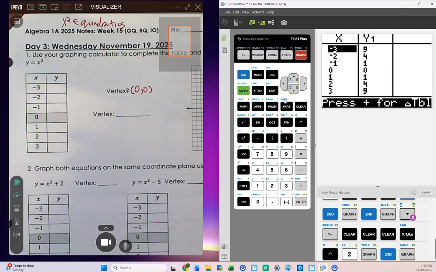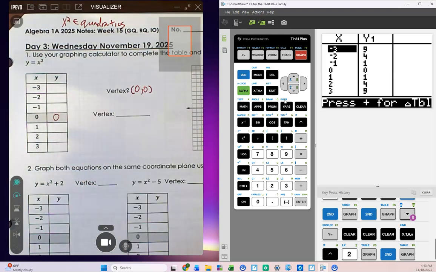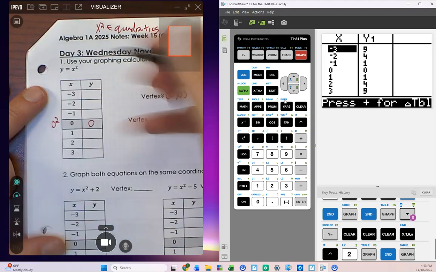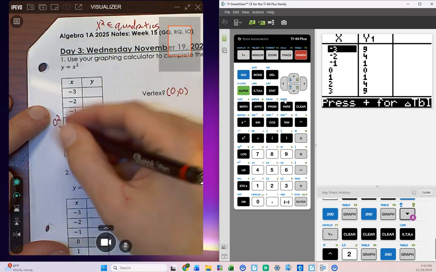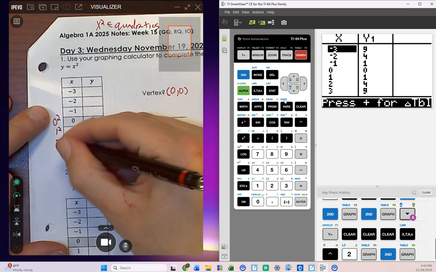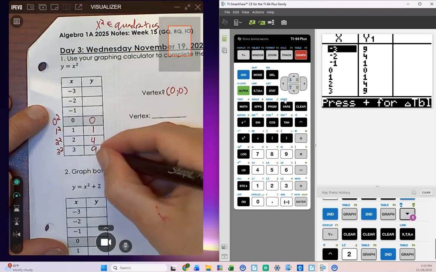we get, let's fill it out, and then so 0, 0. And the way we got that is 0 squared is the function. 1 squared is 1. 2 squared is 4. 3 squared is 9.